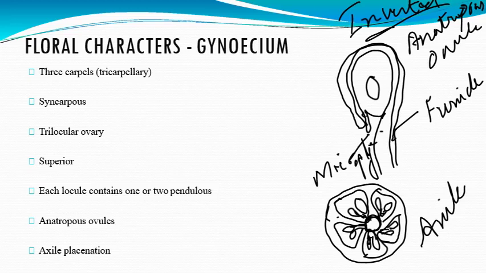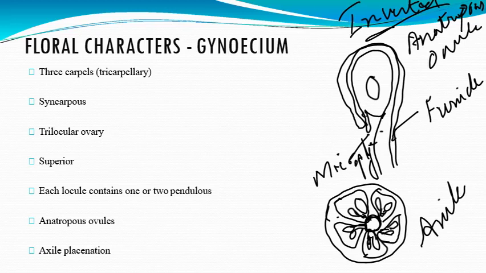So here we have the 4th whorl of flower that we call gynoecium. This is the female reproductive part of the flower. So in case of Euphorbiaceae, the gynoecium is composed of carpels. So 3 carpels means the gynoecium of Euphorbiaceae family is composed of 3 carpels. So we call it tricarpellary.